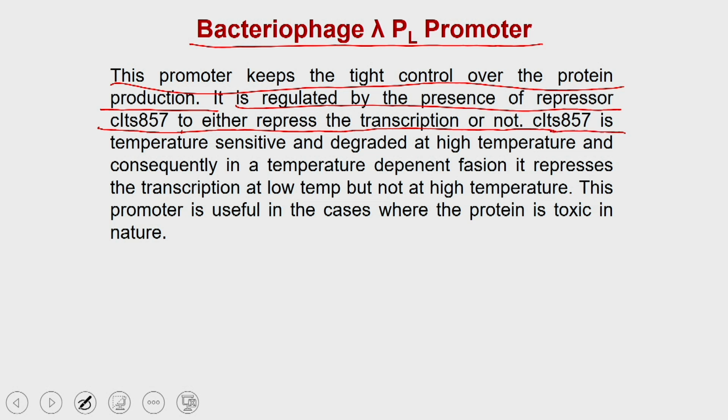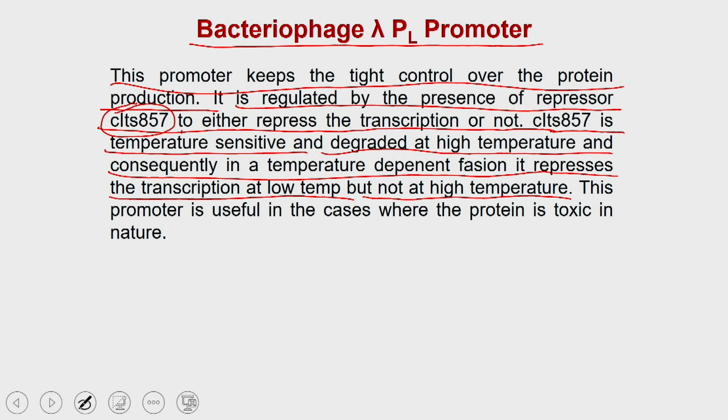CI857 is temperature sensitive and it degrades at a high temperature, and consequently, in a temperature dependent fashion, it represses the transcription at low temperature, but not at high temperature. So, if you increase the temperature, the factor will get degraded, and as a result it is not going to repress. At low temperature it is going to function.